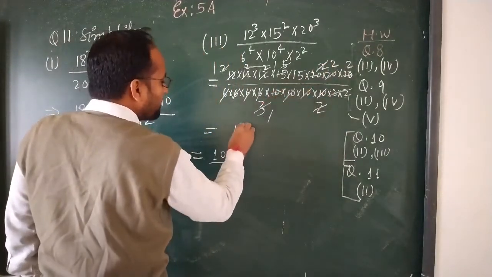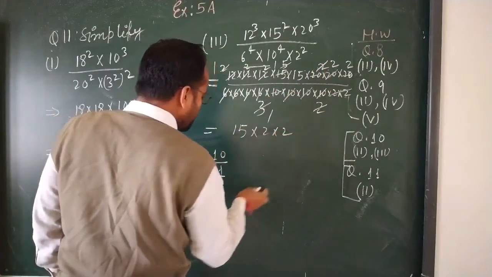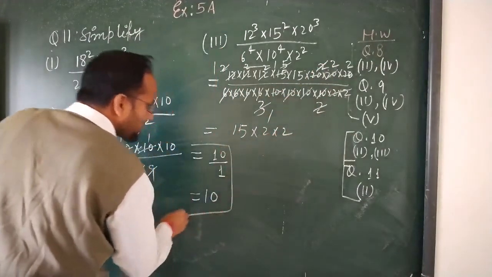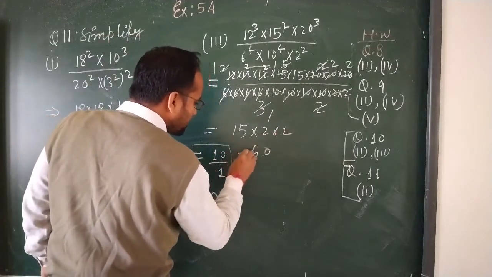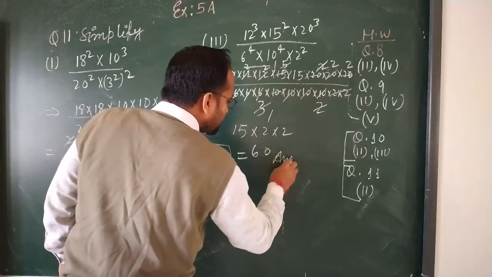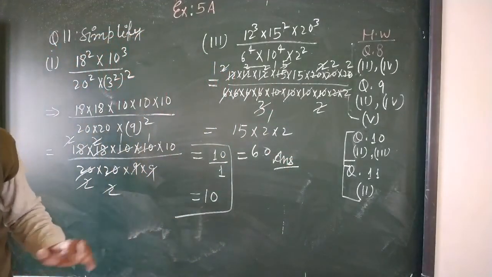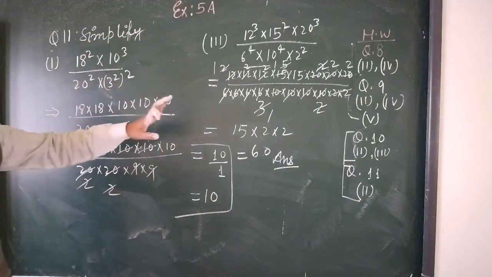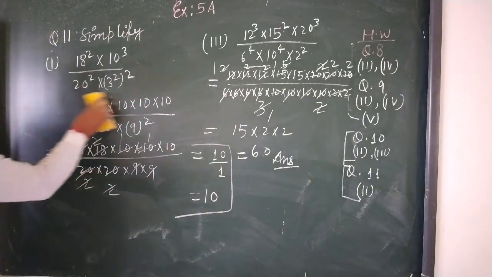In the numerator 15 into 2 into 2. So what you will get is 15 2s are 30, 30 2s are 60. So this is your answer in this case. By removing the powers, you can do that one. Okay, I will show you this one with the exponent form also. Students, see this one.